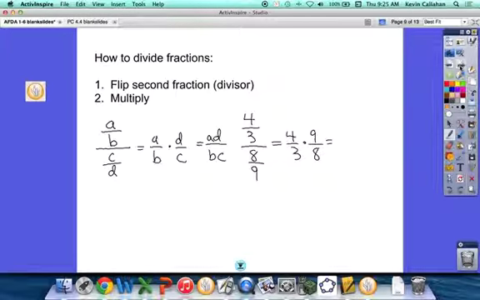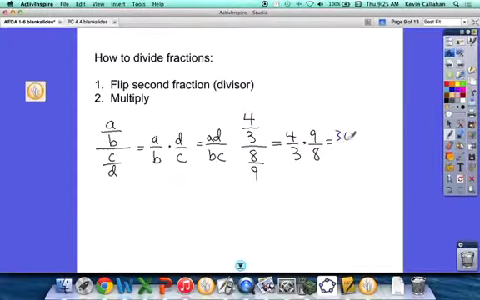Right? You turn it into a multiplication problem. A over B divided by C over D is A over B times, and then you take this fraction, not the first fraction, just take this one and flip it. And then multiply straight across. Like 4/3 divided by 8/9 is 4/3 times 9 over 8. And then that's something you can just go straight across.